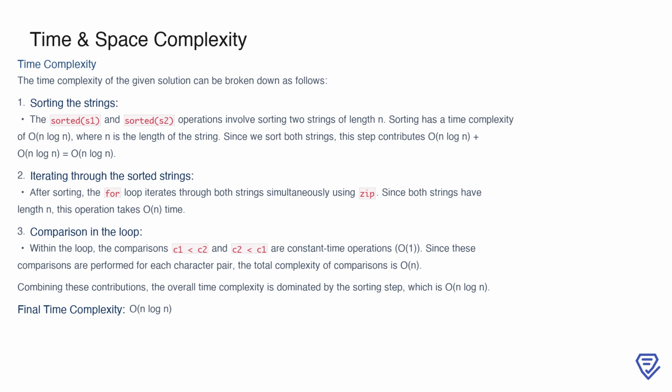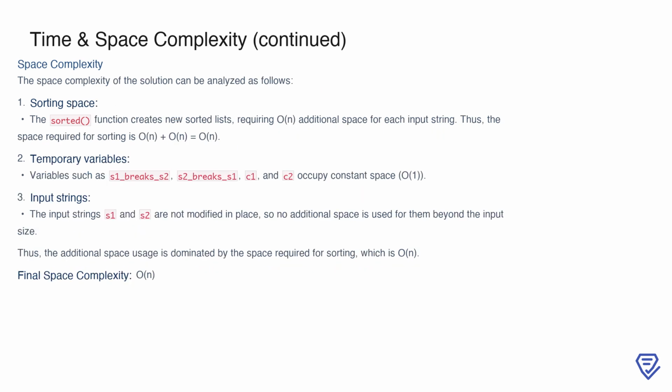Within this loop, we perform constant time comparisons between character pairs, like c1 < c2 and c2 < c1. These comparisons are repeated for each pair of characters, contributing an additional O(n). When we combine these factors, the sorting step dominates the overall time complexity, meaning the final time complexity is O(n log n).